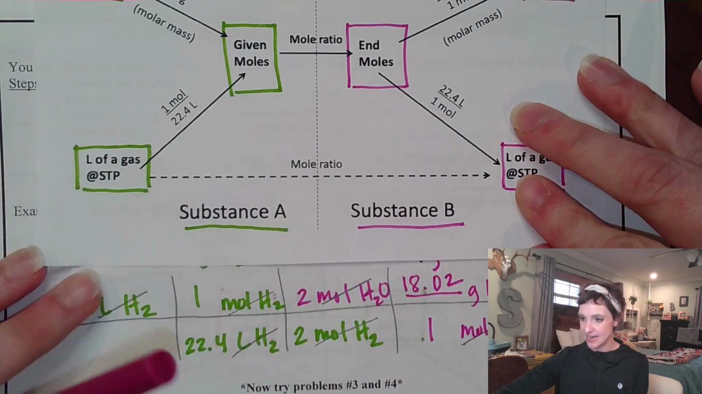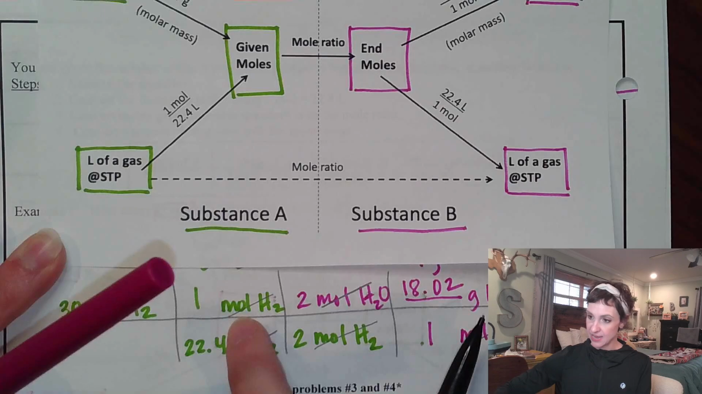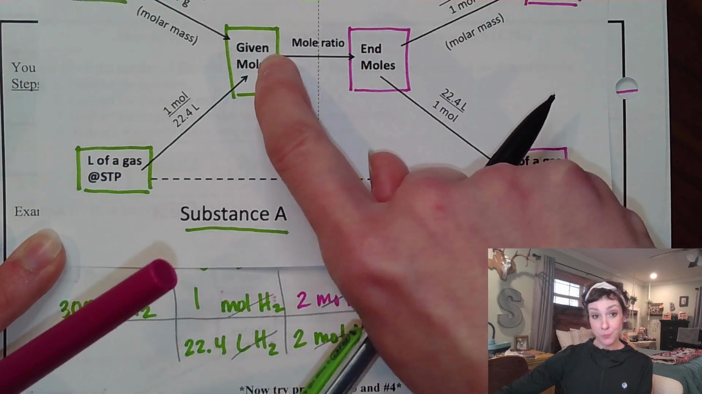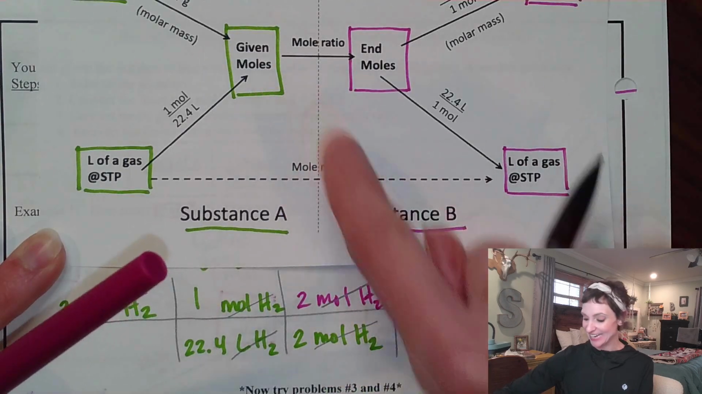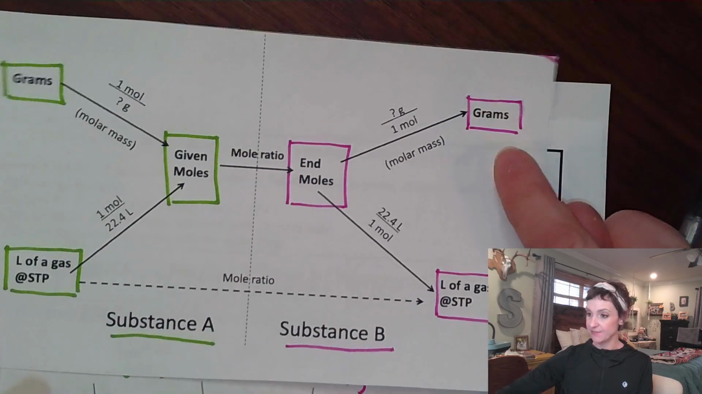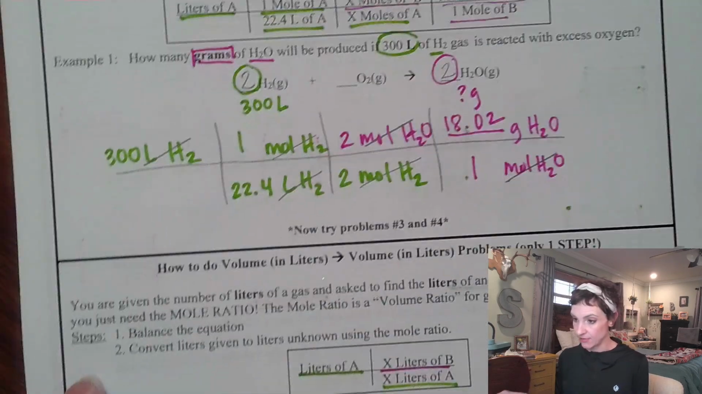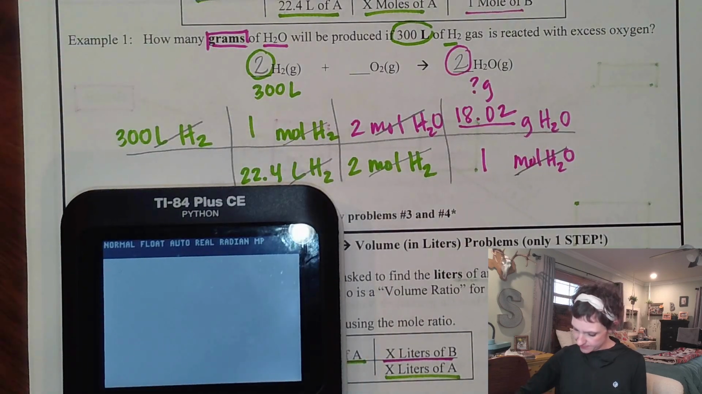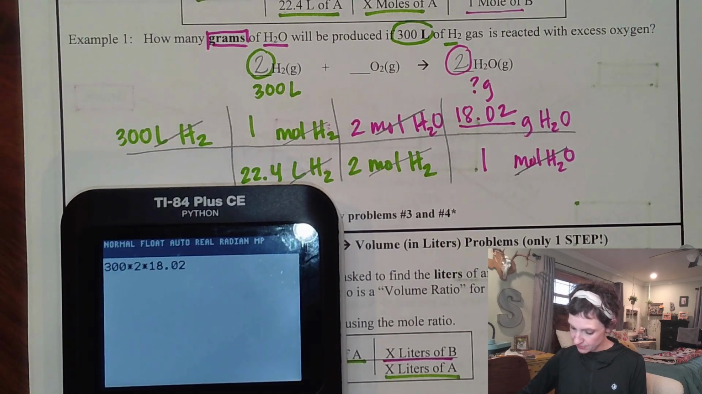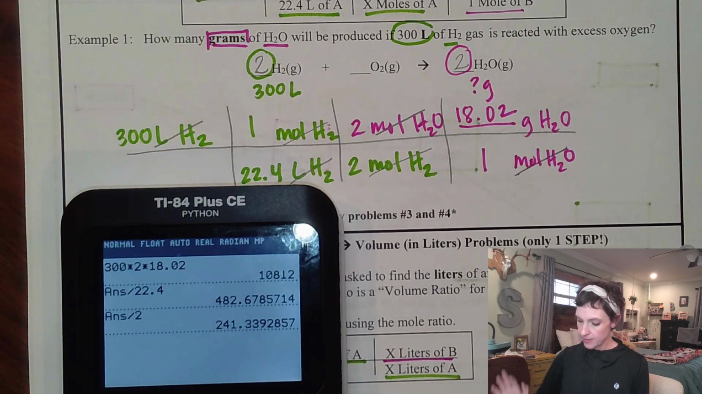So what we've done here is we've gone from liters of our given guy to moles of our given guy. And then we've gone from moles of our given guy to moles of our ending guy. And then finally, we took it to grams of our ending guy up here. So just to kind of track us in there. Okay, so now we're ready to do our math and calculate. We have 300 times 2 times 18.02 equals, and we're going to divide by 22.4 and then divide that by 2. Amazing. So that is my answer.